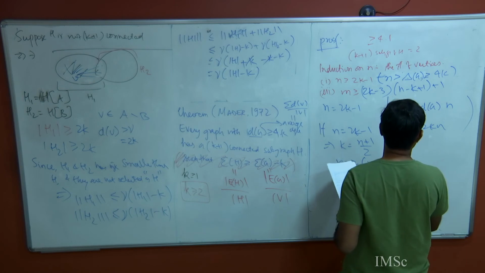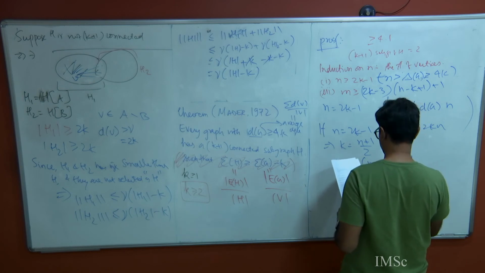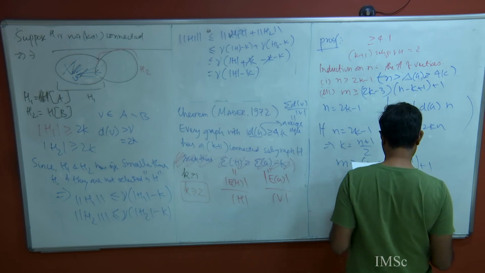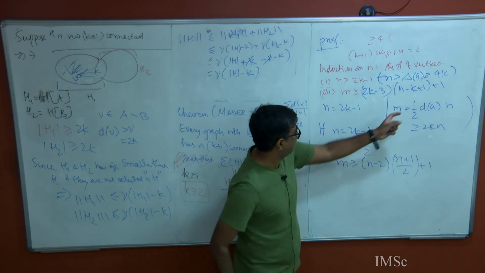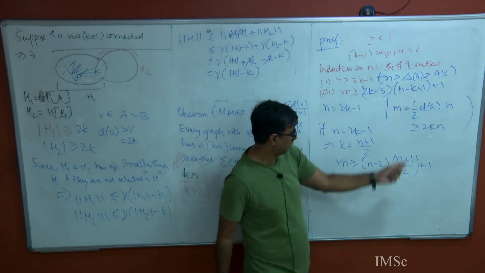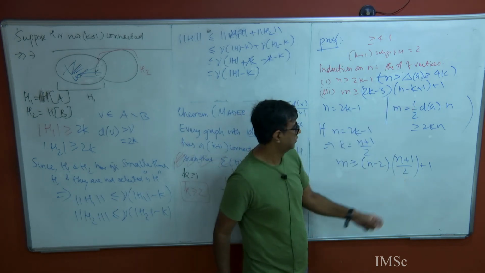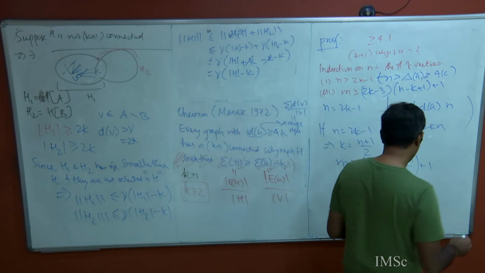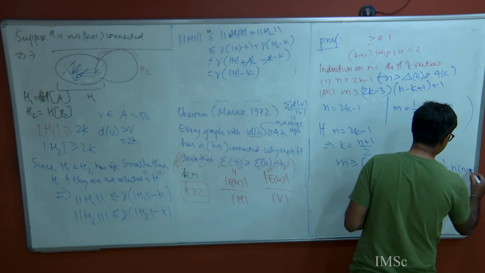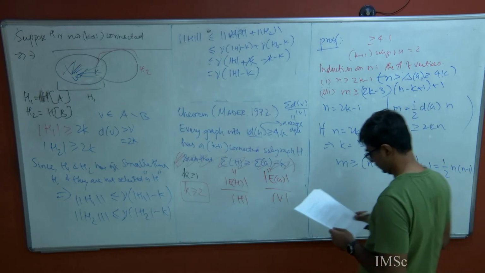I think I am getting this. Is that okay? Right? I substituted k equal to n plus 1 by 2. Right? Then you will get exactly this. And this is equal to half times. Is that fine?